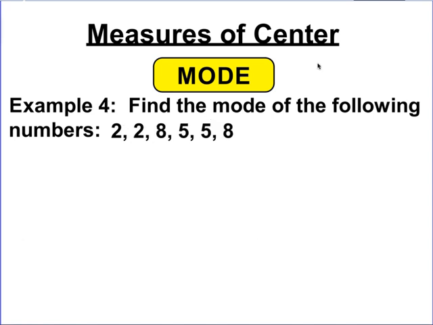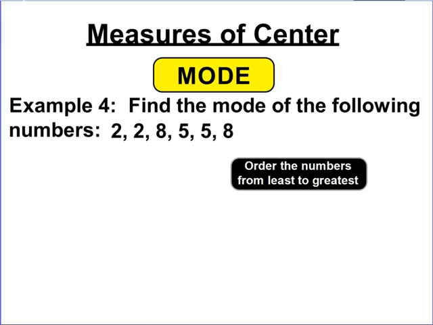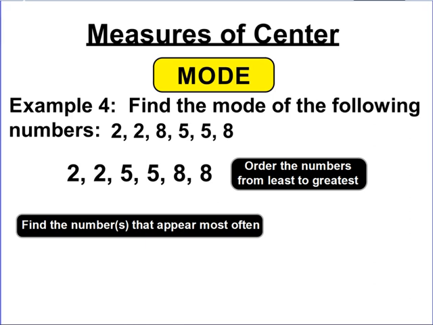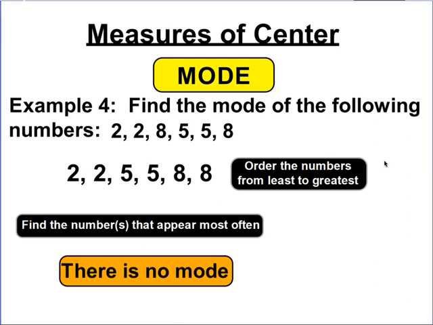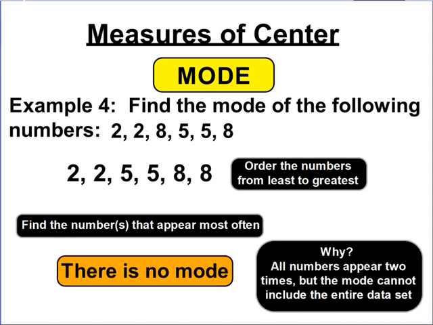All right, for the last set of data, put them in order from least to greatest. So every number here appears twice. So in this case, you're going to say no mode. You might think to yourself, why? Because a bunch of numbers appear more than once. Well, the definition of mode is the one that appears the most, and there is no number that appears the most here. They all appear the same number of times.